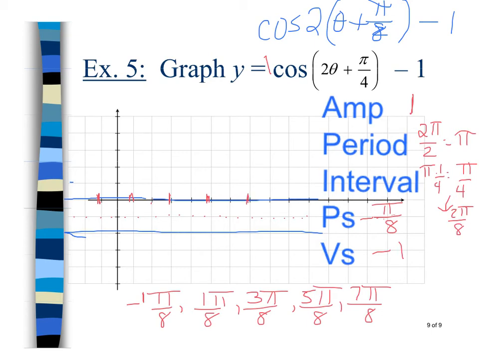And if I'm going to start to graph, I'll go in black. It's cosine, so it's going to start up. Then it's going to go here, to here, to here, and then here.